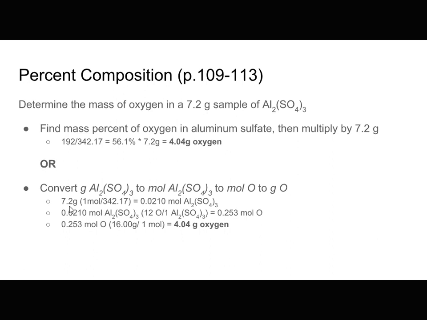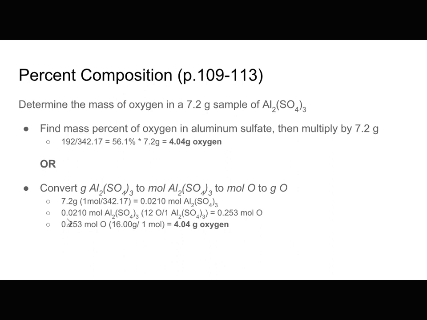So here's 7.2 grams. 1 mole over the molar mass gives me this many moles of aluminum sulfate. Again, perhaps I should have gotten rid of this 0 right here, only carry 2 digits. Although you'll find when I do a multiple step process, I usually carry 1 extra digit until the final answer.